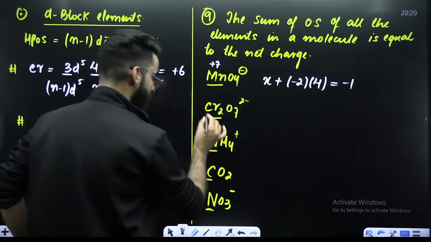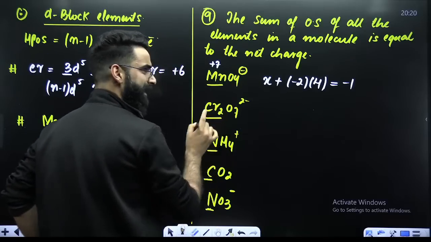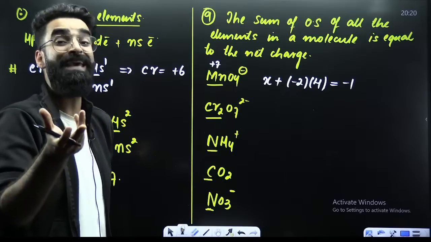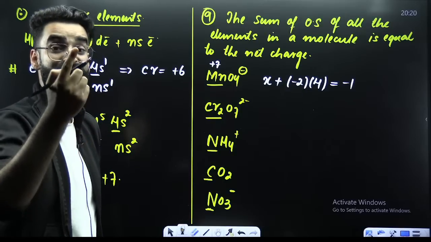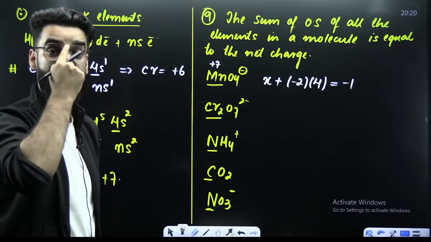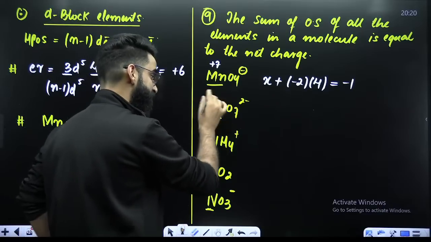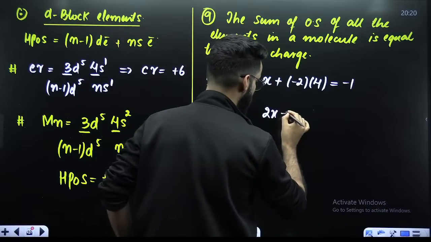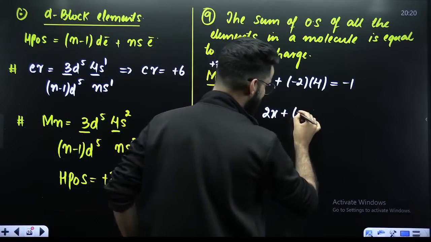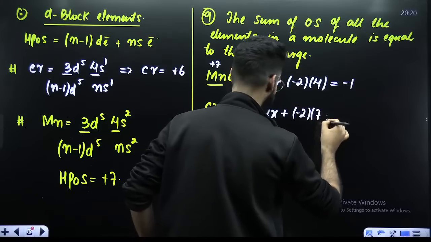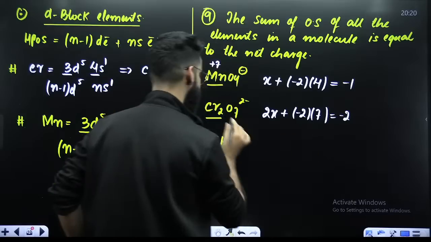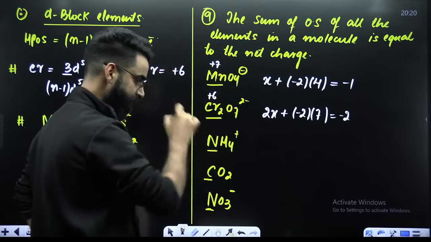Let the oxidation state of chromium be X. Oxidation state means charge present on 1 chromium. If charge present on 1 chromium is X, therefore charge present on 2 chromium will be 2X. Plus, oxygen shows generally -2. How many oxygen atoms? 7 oxygen atoms. Net charge -2. When you solve this, the value of X comes out to be +6.